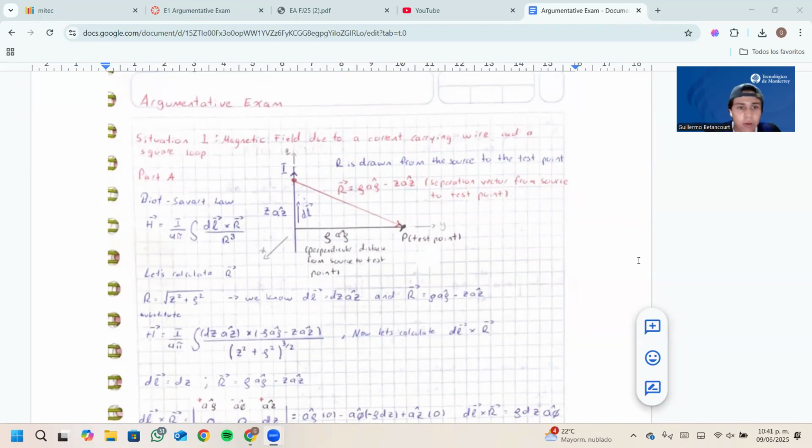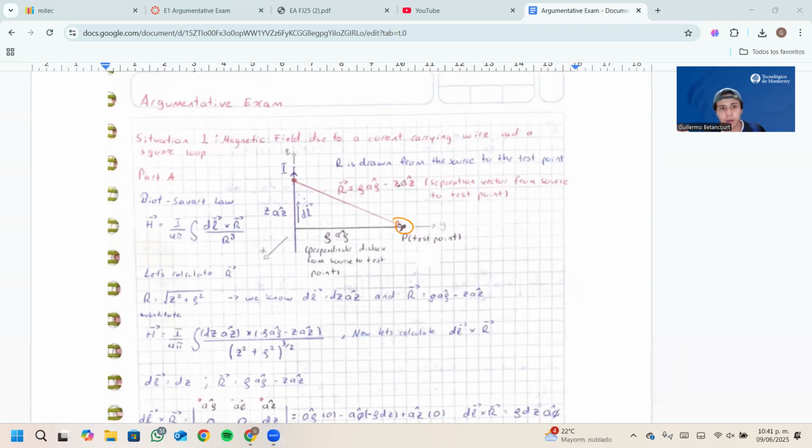In the first situation, we have the Biot-Savart law, which we know the formula. Then we have a current carrying wire and a square loop, and we have a test point in here.